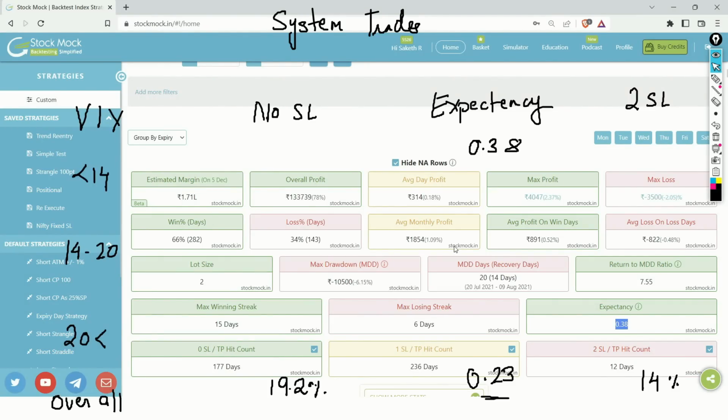And not just that, when you actually look at the number of days when no stop loss was triggered, that is 177 by 425, which is close to around 42%. So 42% of the days no stop loss was triggered. That means you would be definitely ending in a profit. And only 12 days both the stop losses actually got triggered. So 12 divided by 425 is just around 3%.